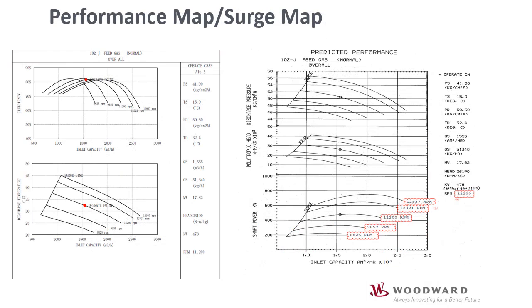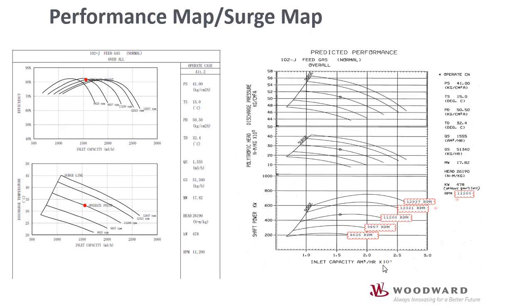Now moving to the next document, that is the compressor performance map. This map is also known as surge maps. On the right hand side, 3 maps are displayed. All 3 have compressor flow as their x-axis, inlet capacity, actual meter cube per hour multiplied by 10 raised to power 3.